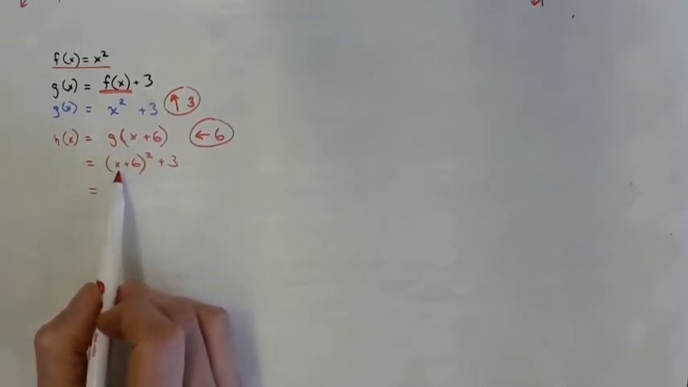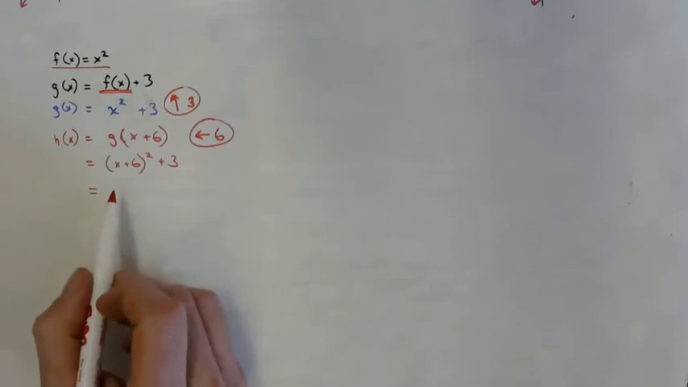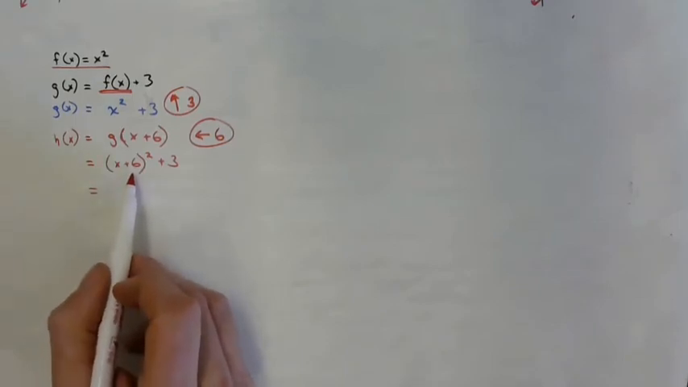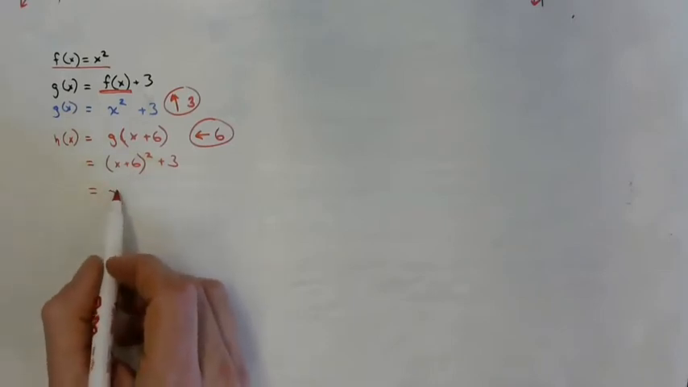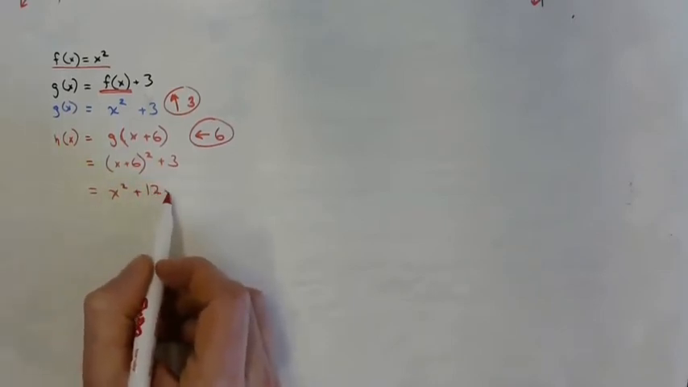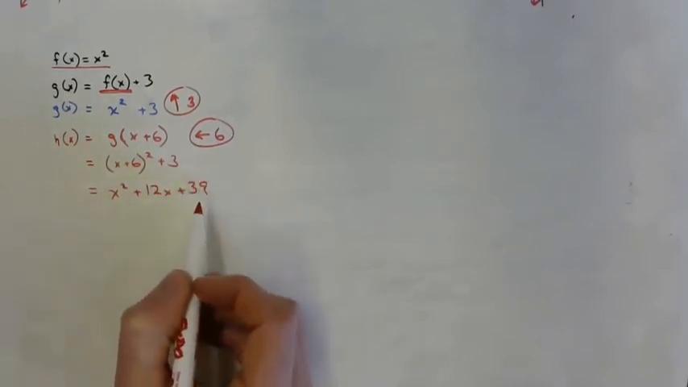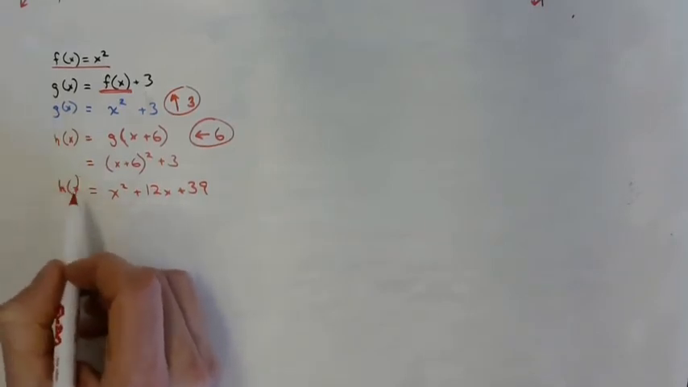So this is x squared plus 12x plus 36. We're good with that? Just one sec, ask it in a second. So I've got x squared plus 12x plus 36, and I'm going to add 3 to that. So I have x squared plus 12x plus 39. And that is h of x.